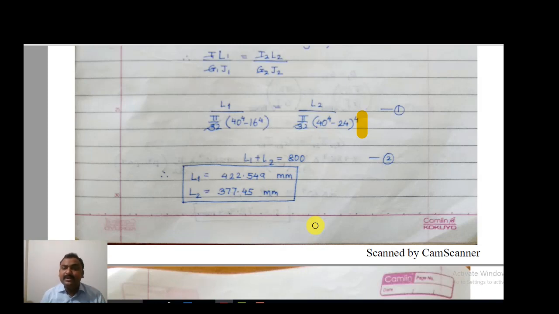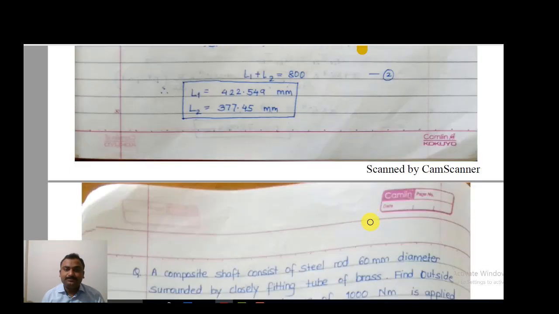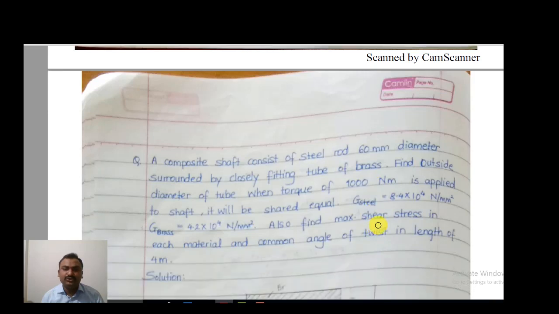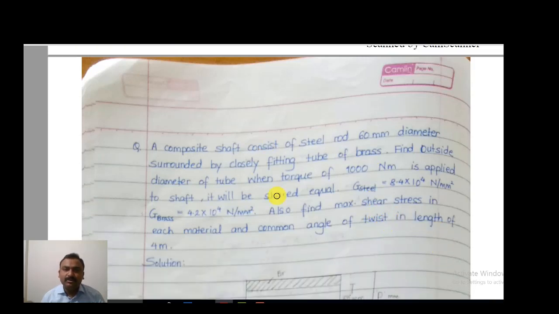Okay, that is theta 1 is equal to theta 2, and the total torque will be distributed in the shafts which are in parallel. Okay, so total torque T is equal to T1 plus T2. So let's see the questions for composite shaft. Only one question will be more than enough to solve the different questions in shafts in parallel or for composite shaft.